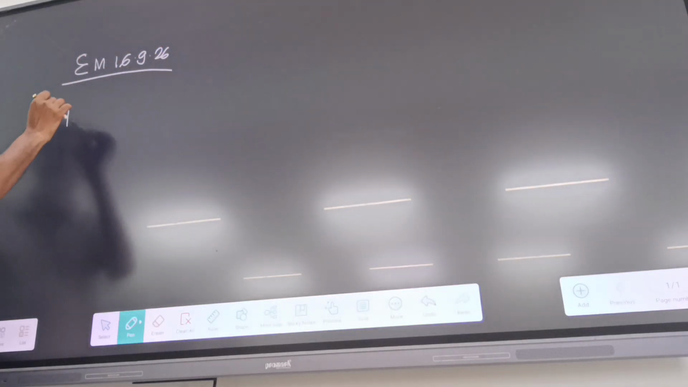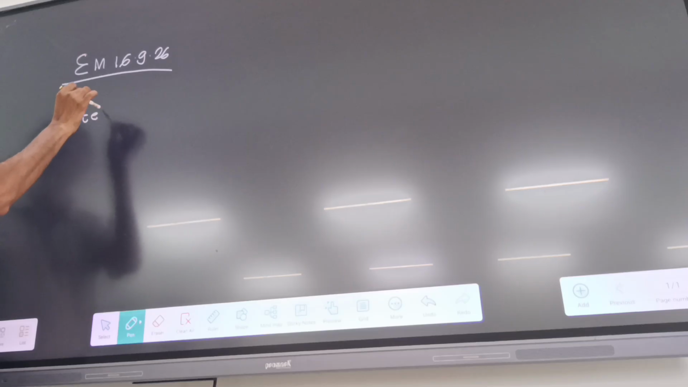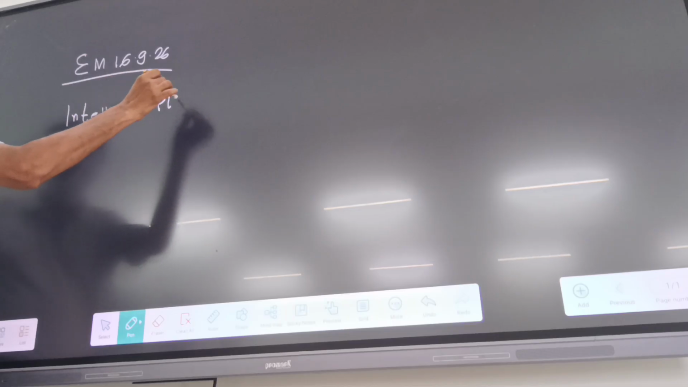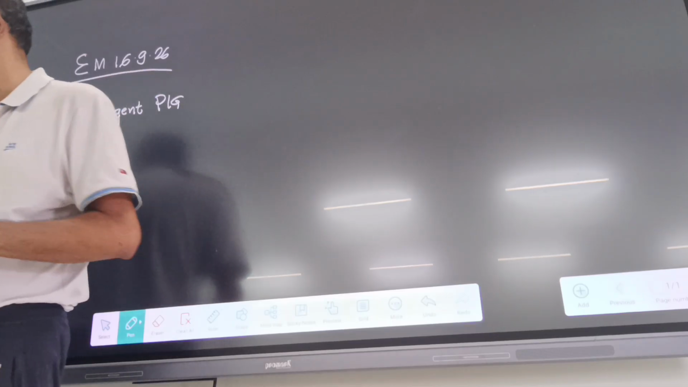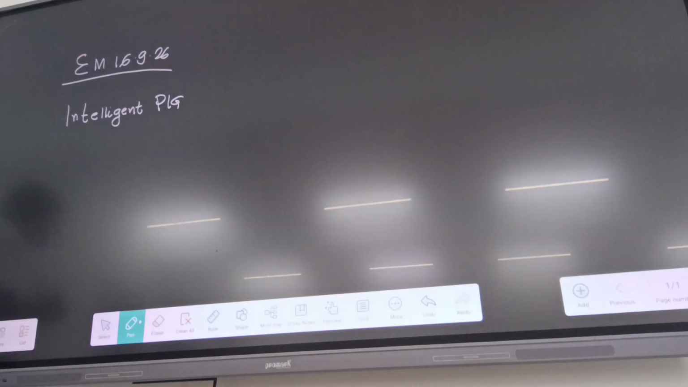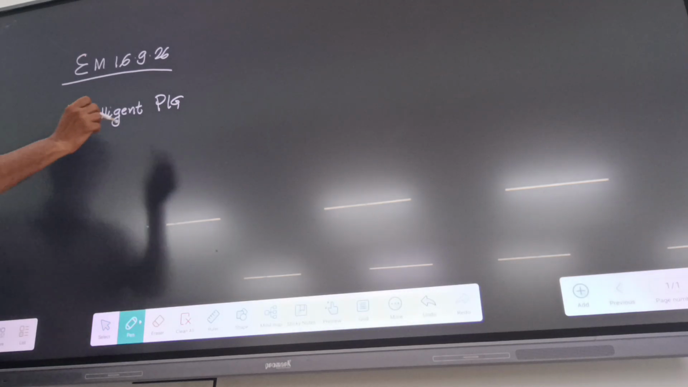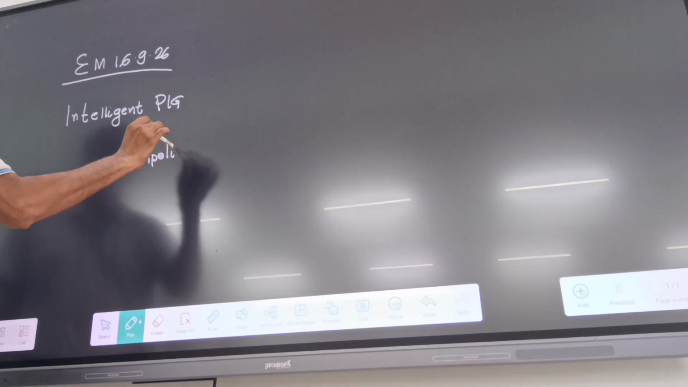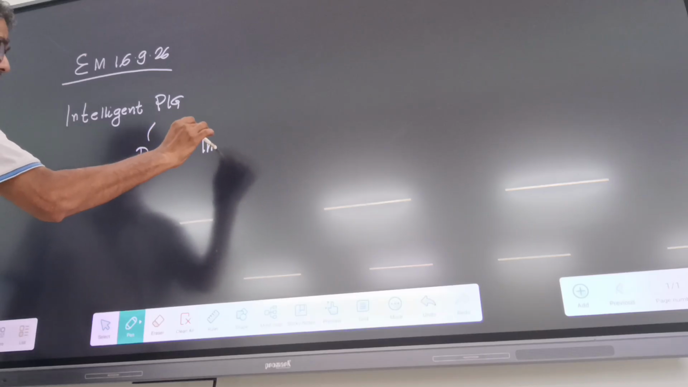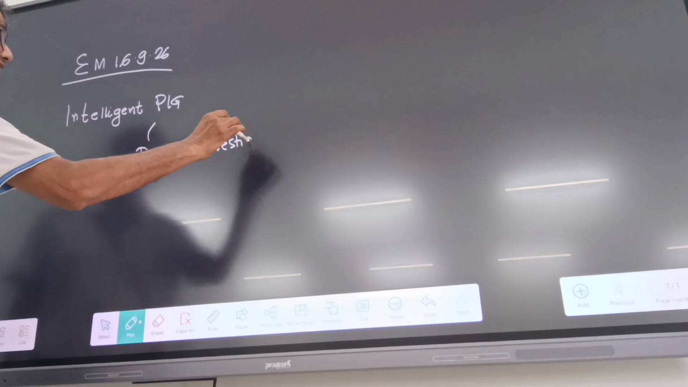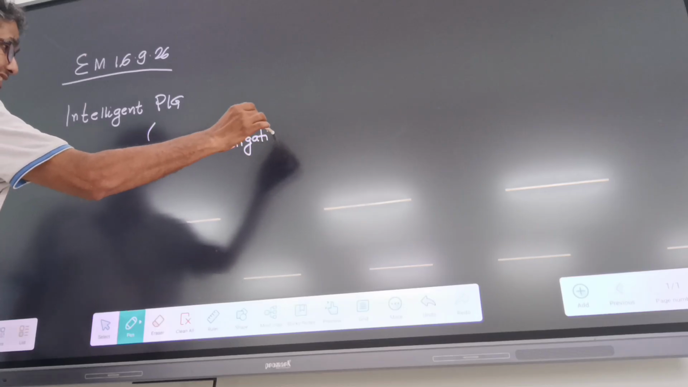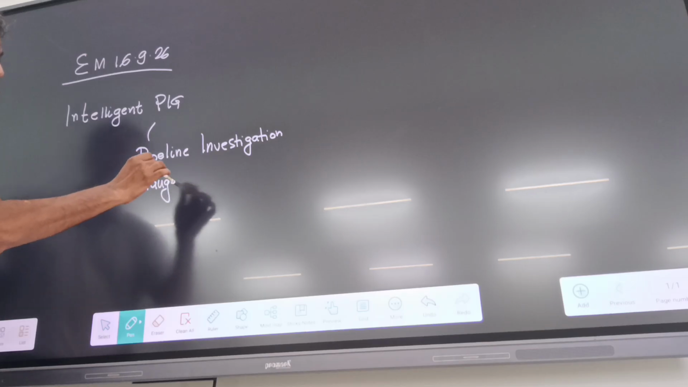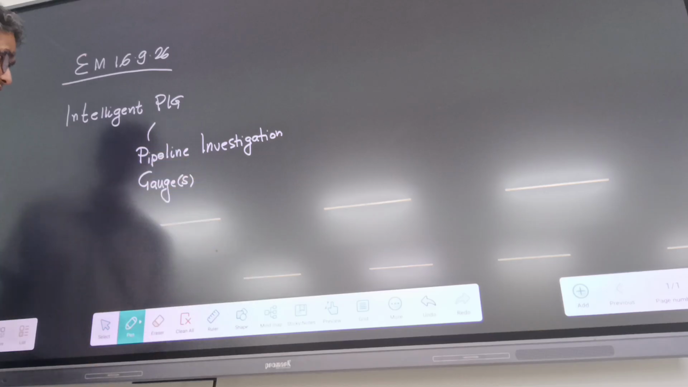Today's topic is an intelligent pig. PIG actually stands for Pipeline Investigation Gauge, or gauges.